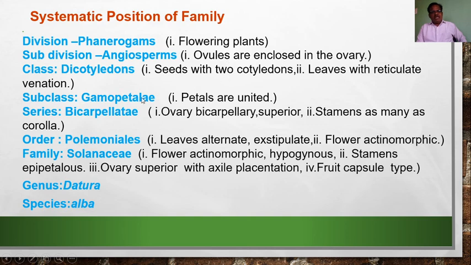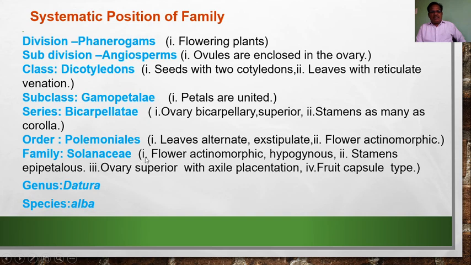Then the subclass is Gamopetalae. Petals are united, so it is known as Gamopetalae. Then the series is Bicarpellatae. The ovary is bicarpellary. When we take the TS of the ovary, it shows the bicarpellary nature. Then superior ovary, and stamens as many as the corolla lobes, that is, stamens are 5 in number and corolla lobes are 5 in number, but they are gamopetalous. One more thing, the order is Polemoniales. The character of this order is alternate exstipulate leaves, and flowers are always actinomorphic.